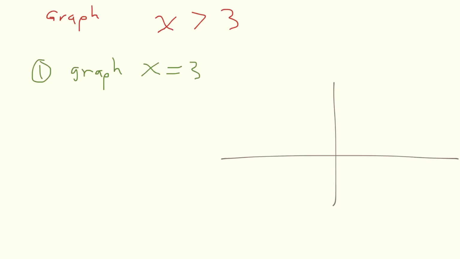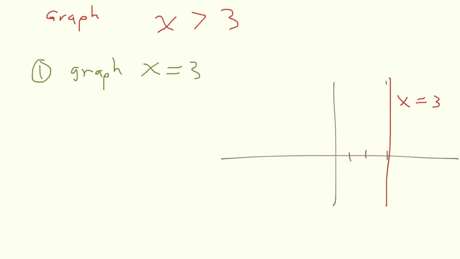Suppose this is my xy plane. How does x equal 3 look? This is a very special line. Vertical or horizontal? This is a vertical line, x equal to 3. So if this is 1, 2, 3, then this is the line here. This is x equal 3. Okay? Any question about that?